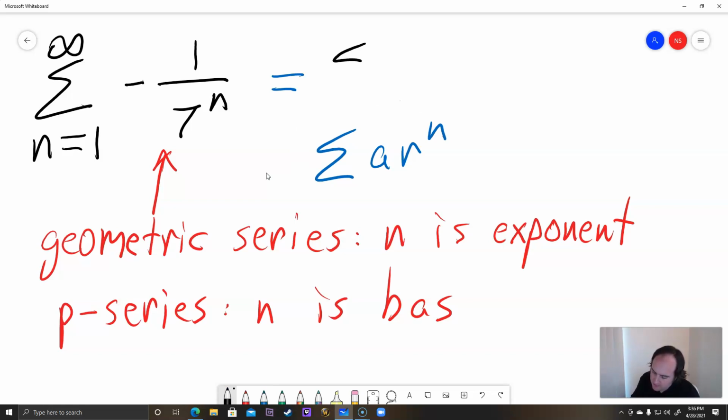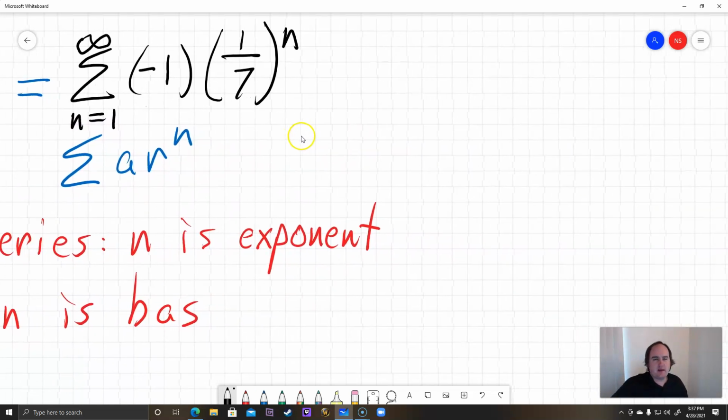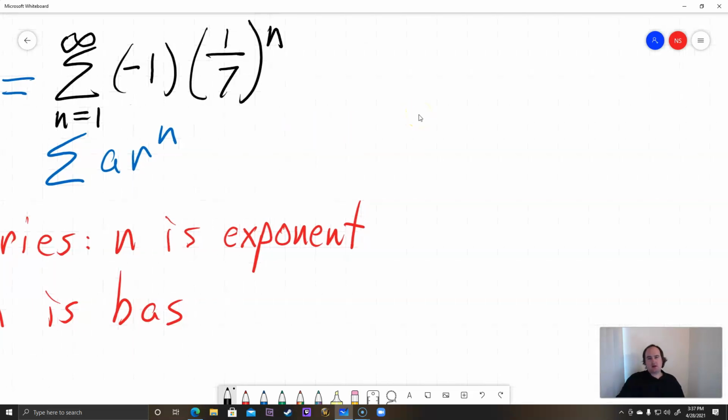So what's that going to look like? Well, we're going to have the sum from n equals 1 to infinity of, here we can see that a is going to be negative 1, and then r to the n is going to be 1/7 raised to the nth power. Okay, so a is negative 1, and then r is 1/7, and this is negative 1 times 1/7 to the nth power. And then how do we determine if a geometric series converges? Well, we just look at r.